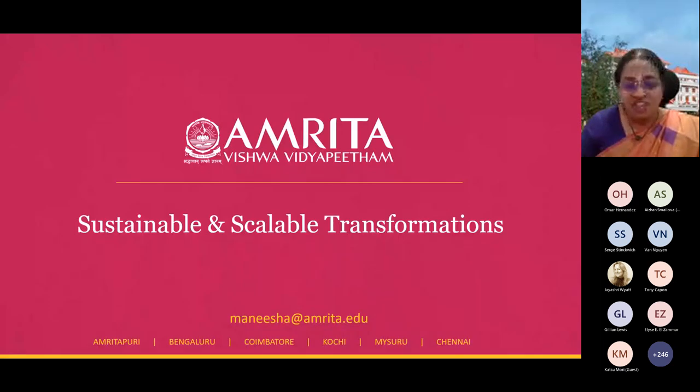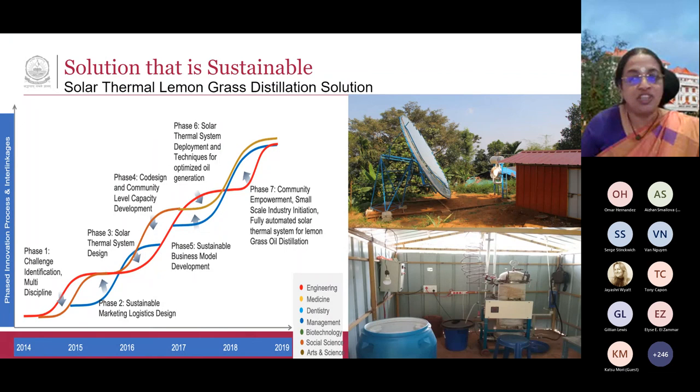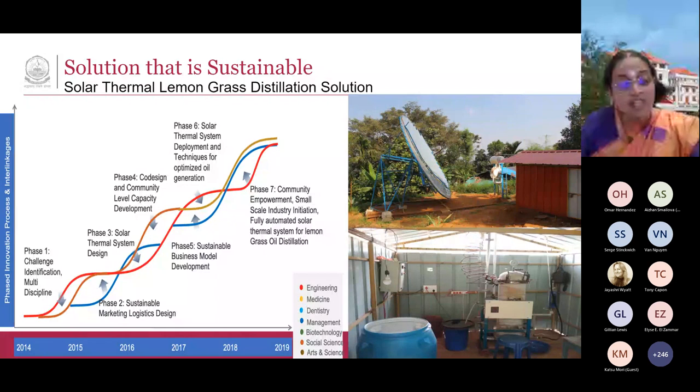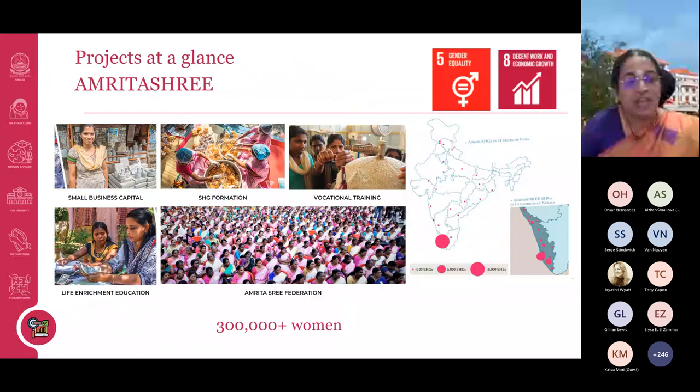How did we make it sustainable and scalable for transformation? One of the projects we have done is with a tribal community who didn't have skills and didn't have livelihood. We identified their non-skill, and then built a solution of solar thermal-based lemongrass distillation, because lemongrass is widely available in the community. It has been done as a phased approach over the years from 2014 to 2019, integrating students and faculty from different disciplines and going through different phases.